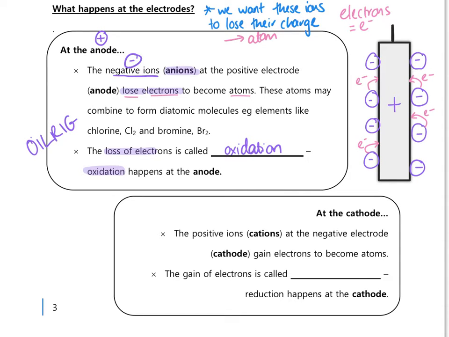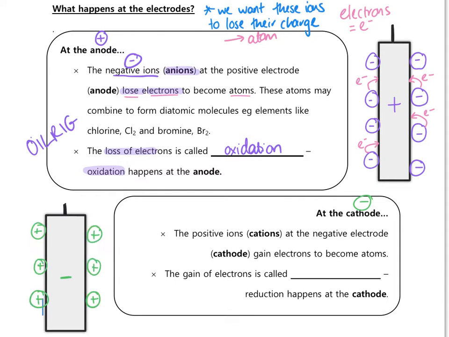At the cathode, essentially the exact opposite happens. Let's remind ourselves first of all that the cathode is negatively charged. So what will happen at the cathode? Well, again, remember that within our electrolyte we have positive and negative ions. What's going to be attracted to our cathode? It's going to be our positively charged ions, our cations, because opposite charges attract. So because the cathode is negatively charged, our positive ions are attracted to it. And we want them to become atoms as well. Again, we want these ions to lose their charge so that they become atoms again.